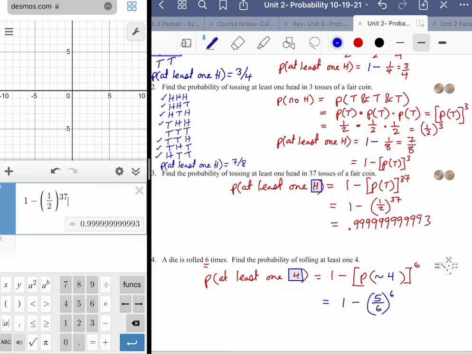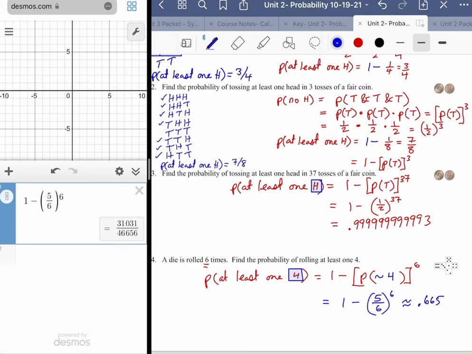By taking 5 over 6 and raising it to the 6th power, we're coming up with the probability of the one instance that we don't want. And so by subtracting that from 1, we'll get the probability of the thing that we do want. All right, so computationally, at least in decimal form, pretty hideous. So 1 minus 5 over 6 to the 6 is approximately 0.665. In Desmos, they'll give you the little fraction converter, so that's kind of nice.